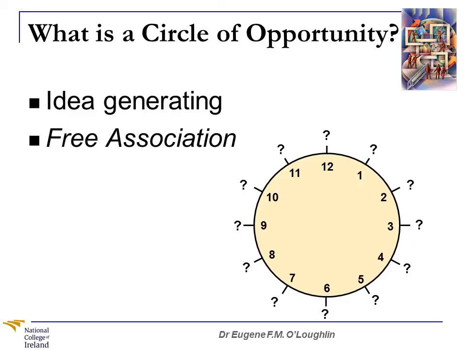So first off, what is the circle of opportunity? Well, I suppose first it's a very easy to understand and implement tool. No special equipment and so on is required. And it helps us generate ideas. Very, very good idea generating tool. And it does this by what we call free association. So we get random combinations of problem attributes or problem characteristics, associate them together and see what we can throw up with them.